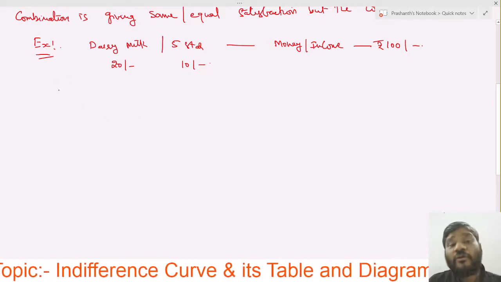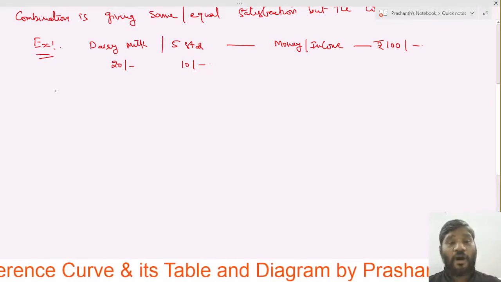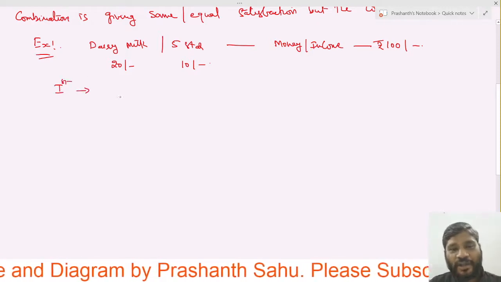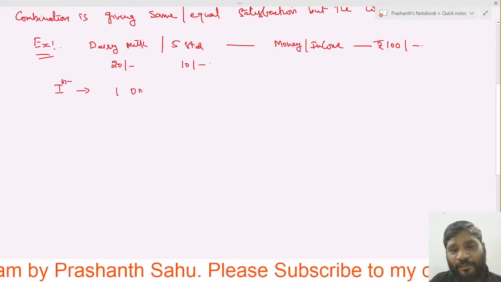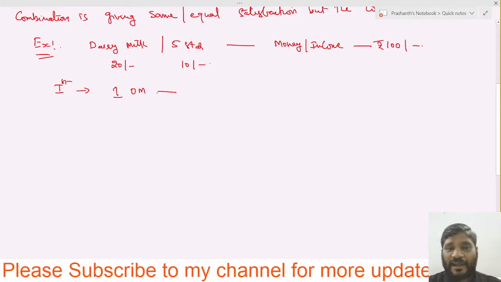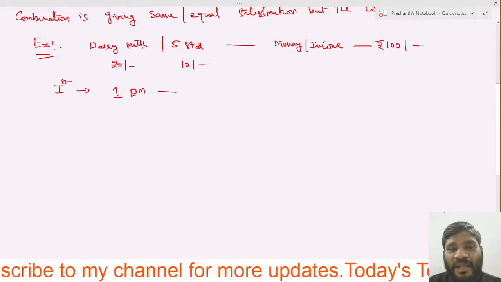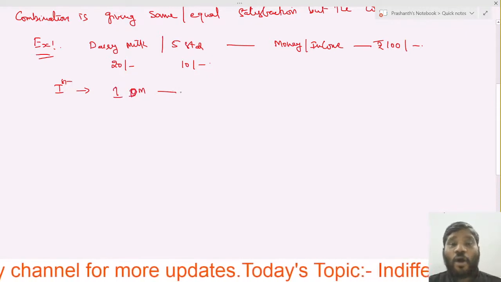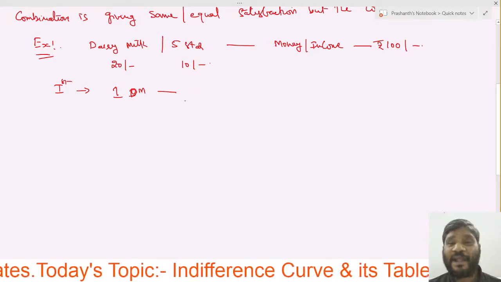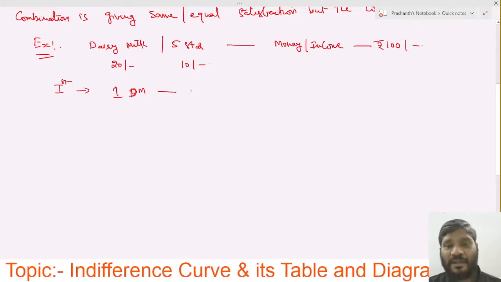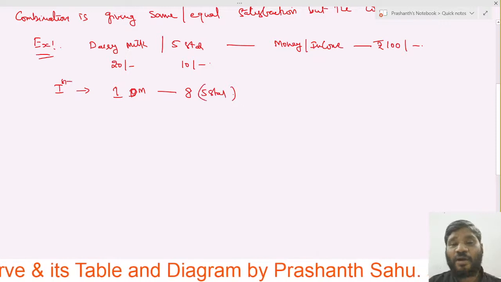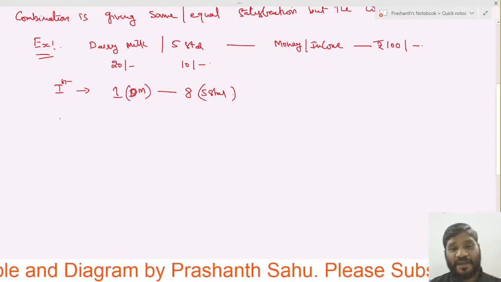So he prepares the combinations. For example, the first combination: one dairy milk. One dairy milk is 20 rupees. How much remains? 80 rupees. How many 5-stars will he get? He gets 8 5-stars. Yes or no? 8 5-stars he gets.